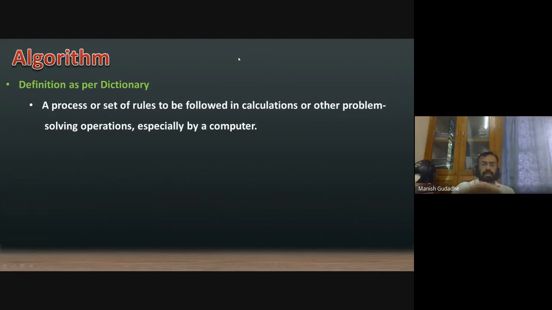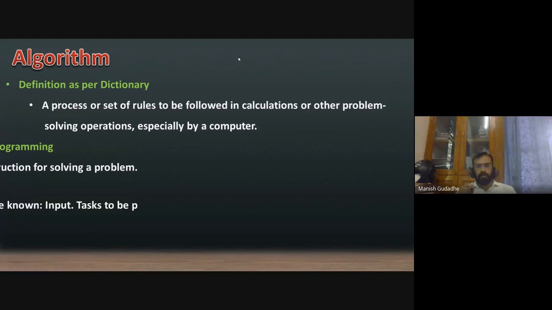Hence, as per the dictionary, an algorithm is defined as a process or set of rules to be followed in calculations or other problem solving operations, especially by a computer. We are computer engineers, so we are specially mentioning especially by a computer. This is the definition of an algorithm as per the dictionary.